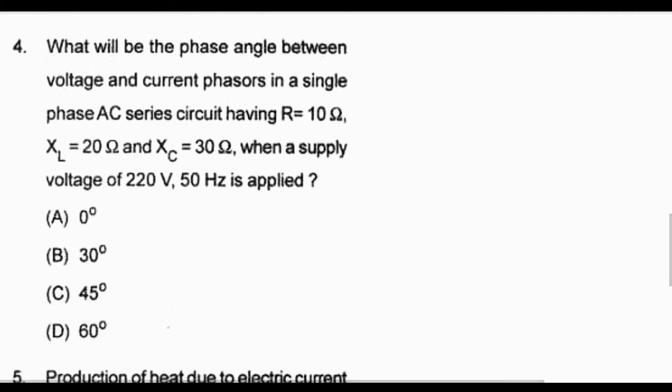Next question is, what will be the phase angle between voltage and current phasors in a single phase AC series circuit having R equal to 10 ohm, XL equal to 20 ohm and XC equal to 30 ohm when a supply voltage of 220 volt 50 Hz is applied. Here resistance value, inductance value and capacitance value are given. This is 10 ohm, 20 ohm in terms of reactance, 30 ohm.